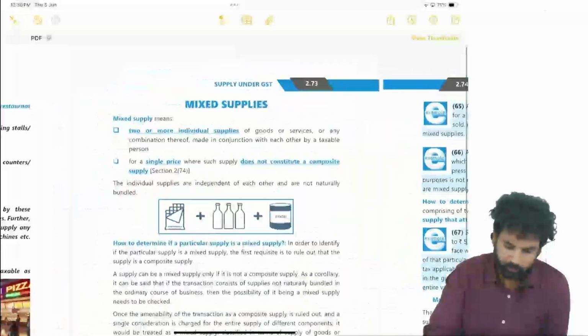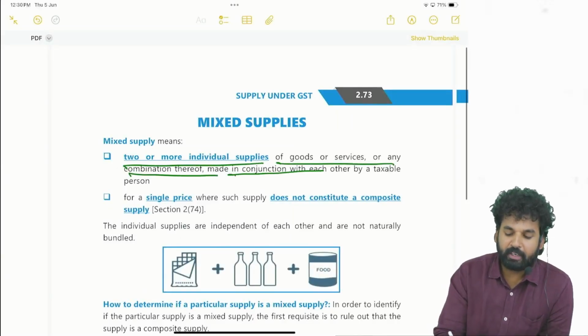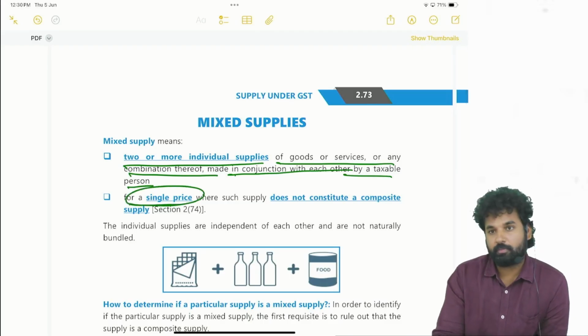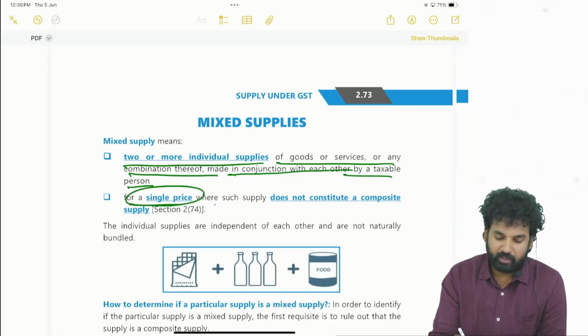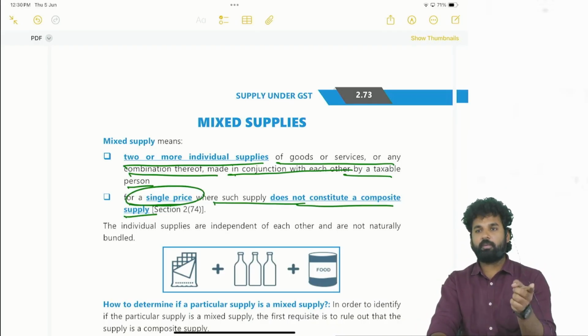See here, mixed supply. Mixed supply means two or more individual supplies of goods or services, or any combination thereof, made in conjunction with each other by a taxable person for a single price, where such supply does not constitute a composite supply. First of all, if it is not a composite supply, then it comes under mixed supply, and that too it is supplied in a combined manner but for a single price.